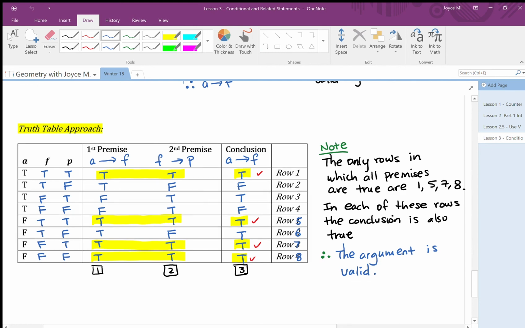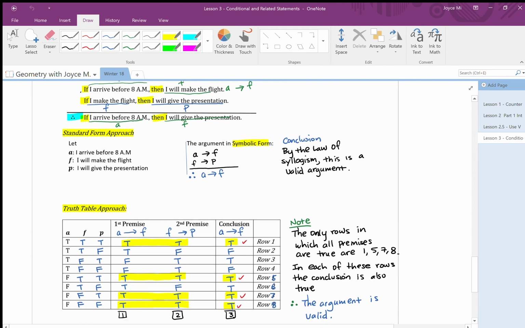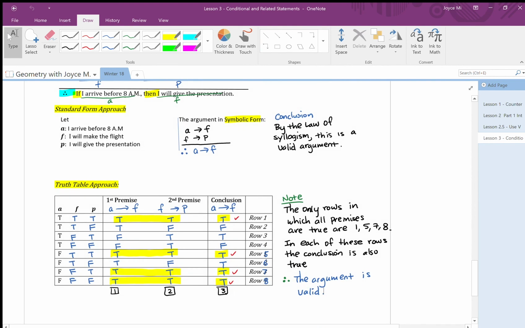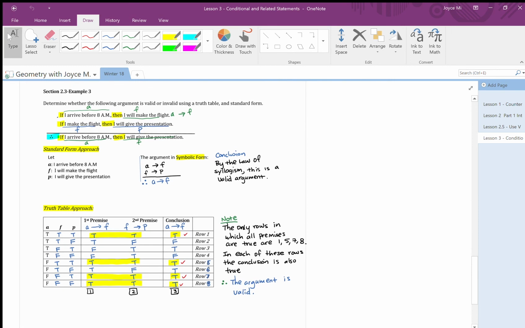Okay, let me zoom out so you see the whole truth table. So in this example 3, we used both approaches to determine whether the argument is valid or not. The first one, we did a standard form approach, which uses the 4 standard forms that we know. And the second one, we did a truth table approach.